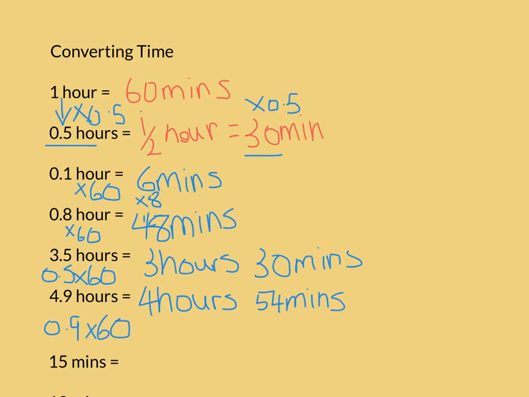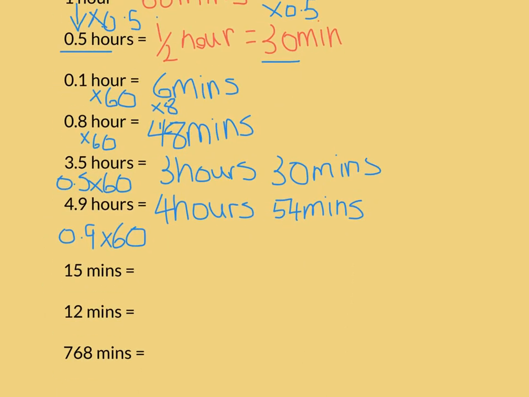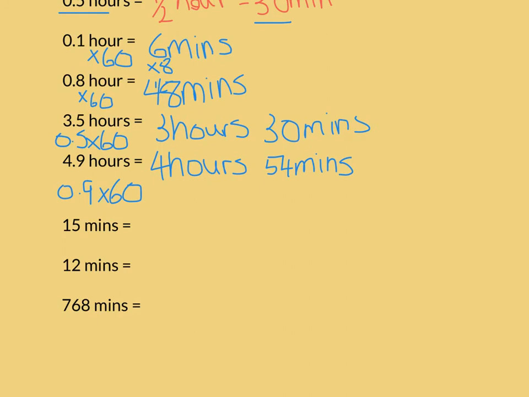So 4 hours, 54 minutes. Now, in all of these, I was going from hours to minutes. I was going from a big unit to a small unit, so I was multiplying by 60. If we're doing it the other way around, we're going to have to divide by 60. We're going to do the opposite.